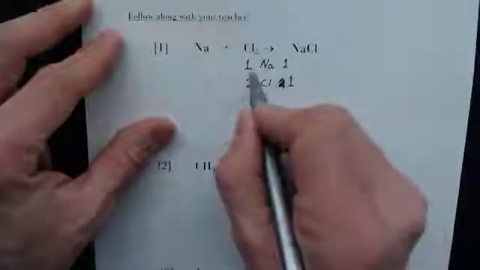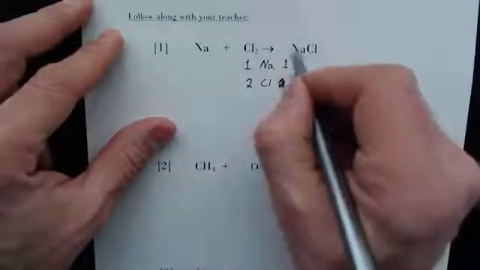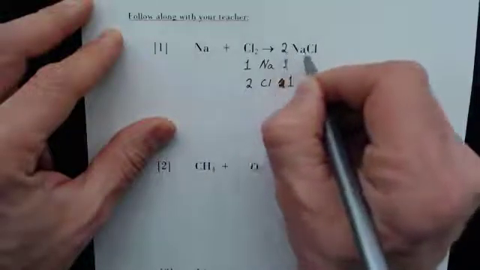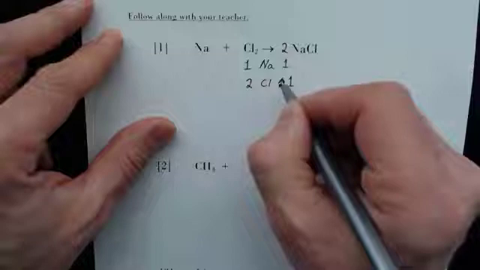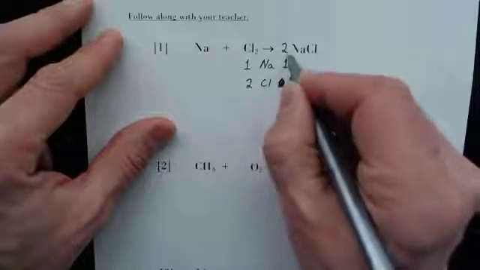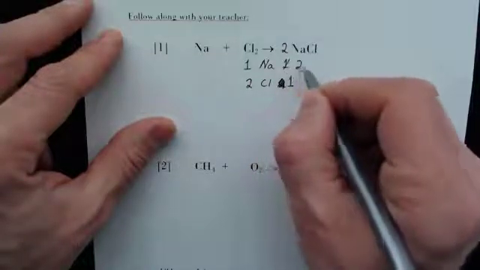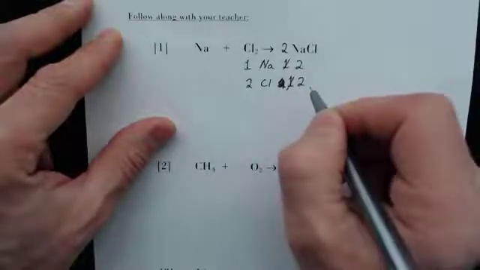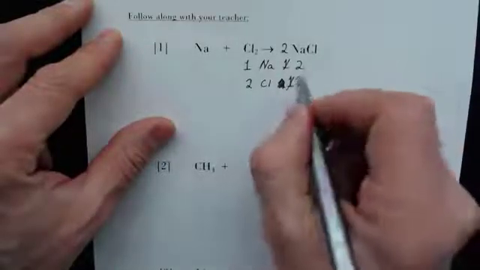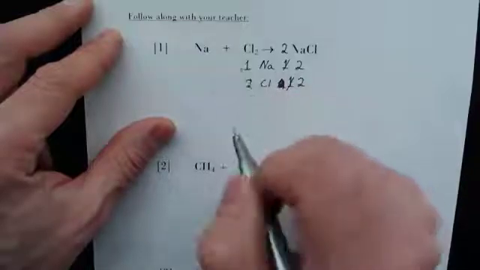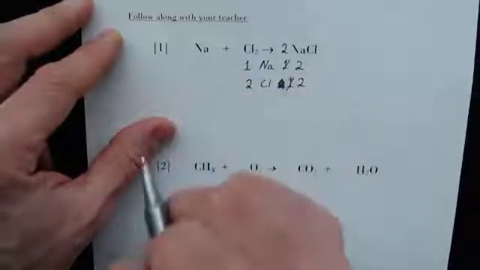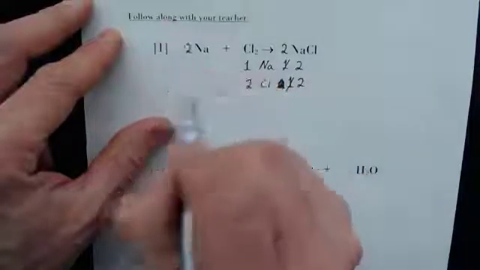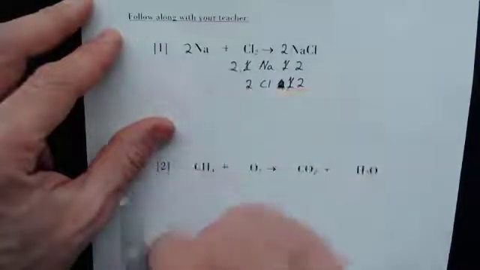I have to balance, those match, those don't. I have to put a 2 in front to make the Cl2. 2 times, now I have to readjust my numbers. So 2 times 1, now I have 2 sodiums. 2 times 1, I have 2 chlorines. Now, I've balanced my chlorines, my sodiums are not balanced. I have to go back and change this to a 2. So I have to put a big number in front of the Na, turn that into a 2.